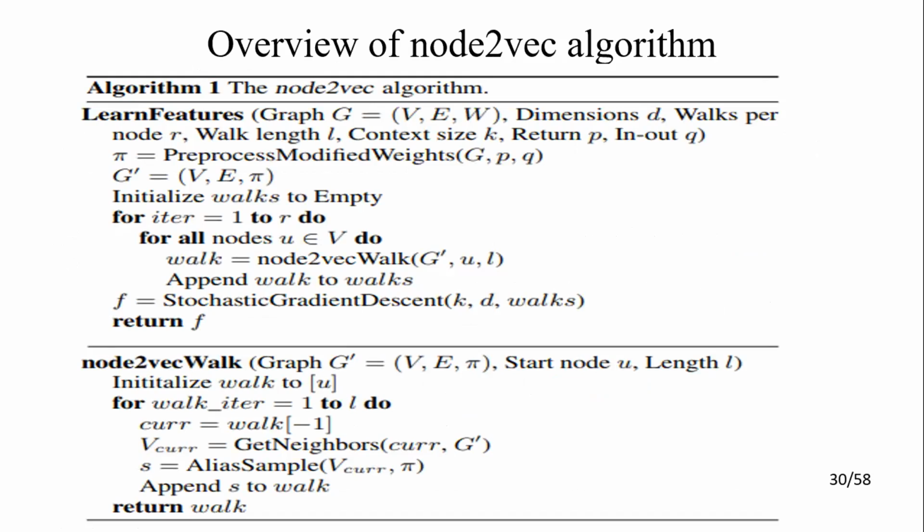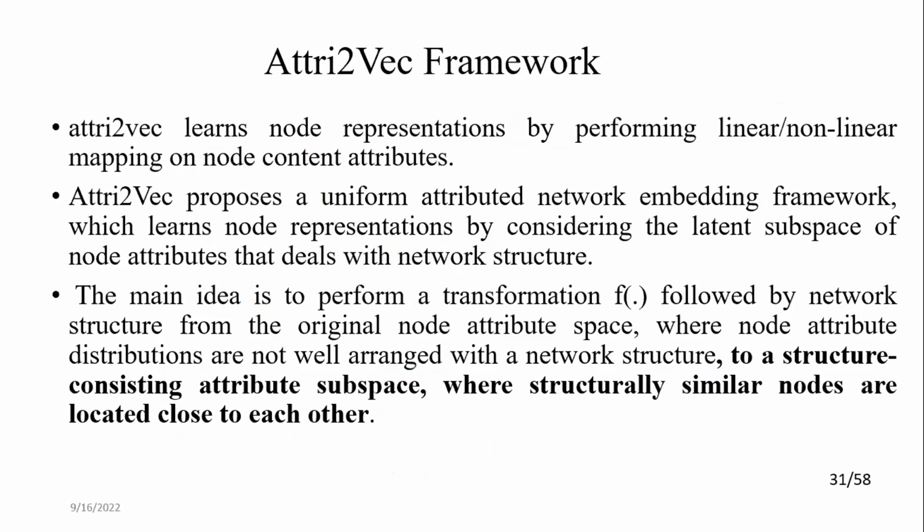Here also we have to consider a graph, and then we have to initialize the walk, and then consider a random walk along the nodes, and then we have to find the nearest neighborhood. This is then given to an embedding method. So the next network embedding method is attribute2vec.